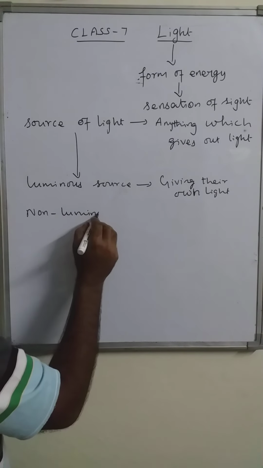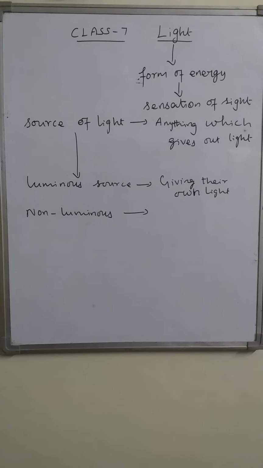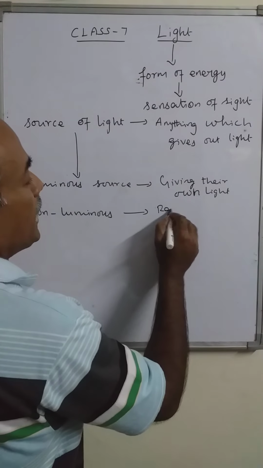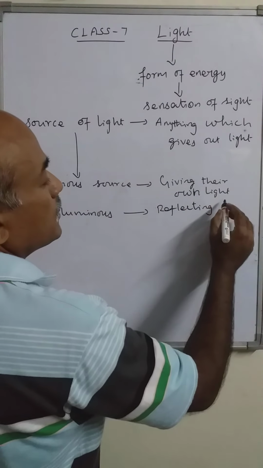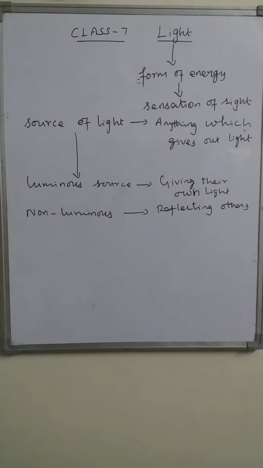The second one is non-luminous sources, which send other's light towards us. Or we can say, which are reflecting other's light.